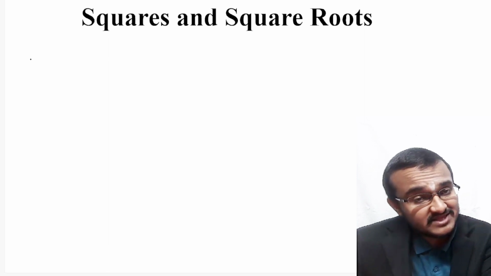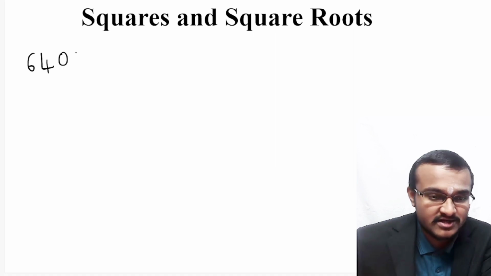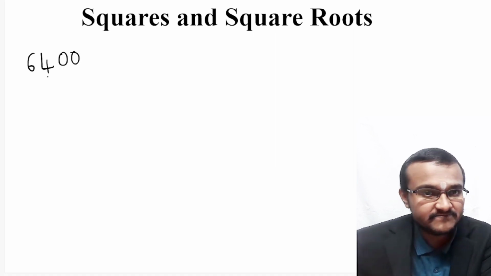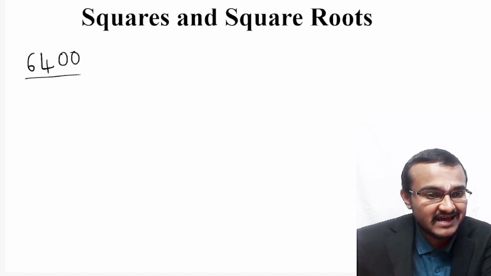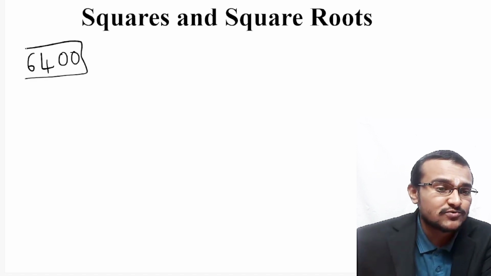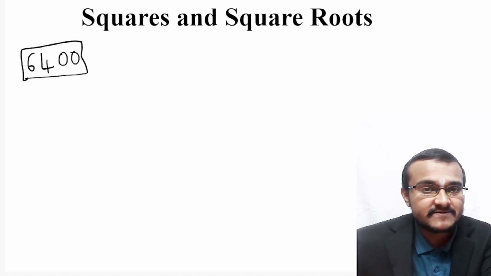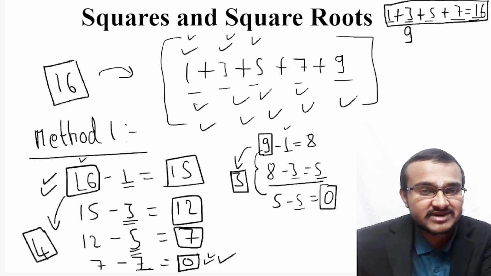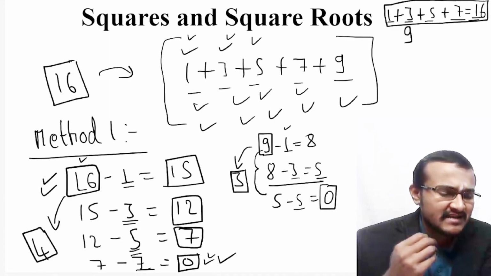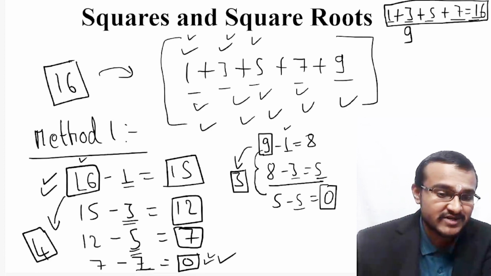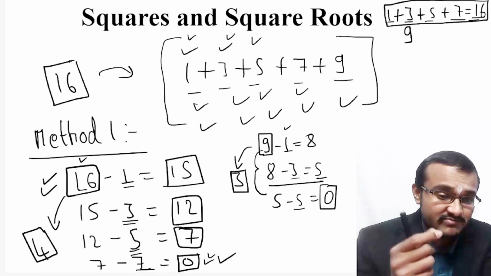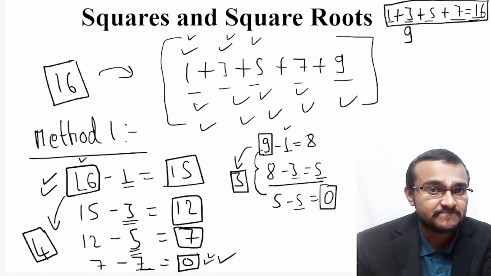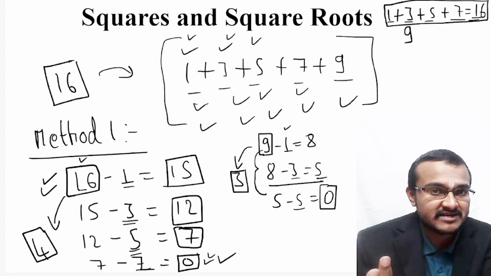There is another method to find the square root. If I give you the number 6,400 and ask you to calculate its square root, then using this method 1 would be a very lengthy process, because you would have to take each and every odd number and go on subtracting. How many times would you do that subtraction? It would consume your time.